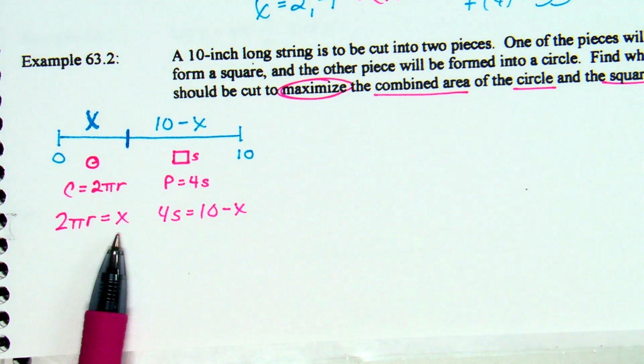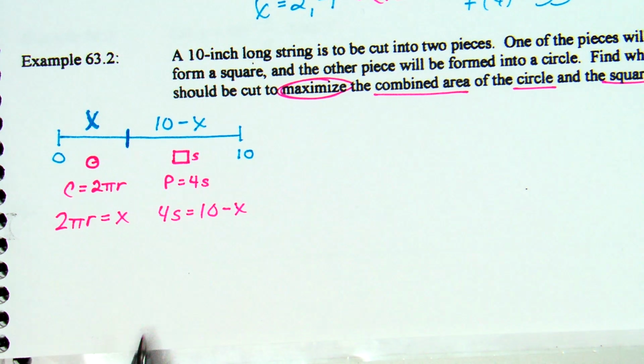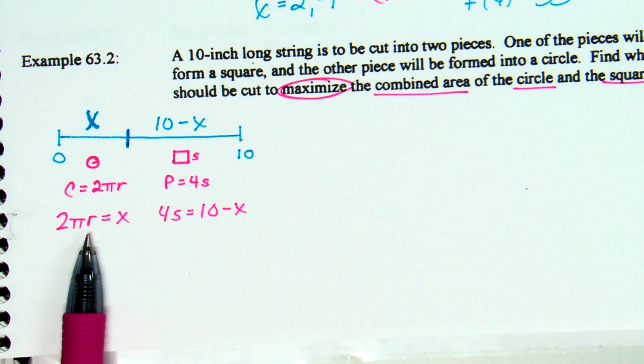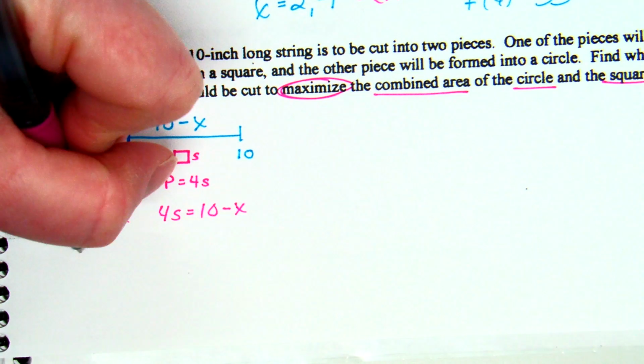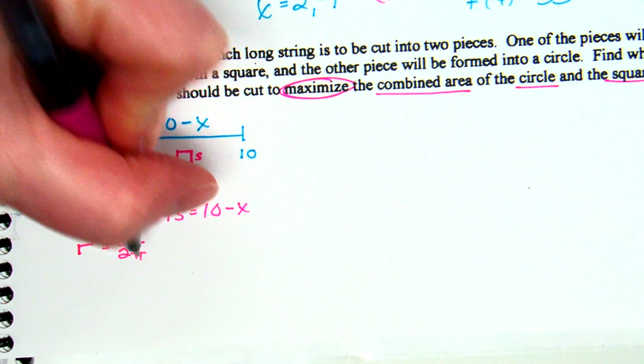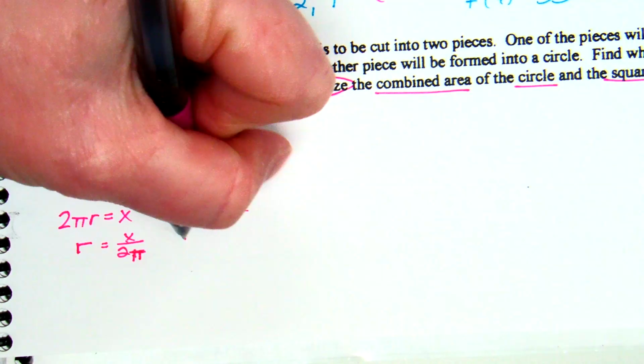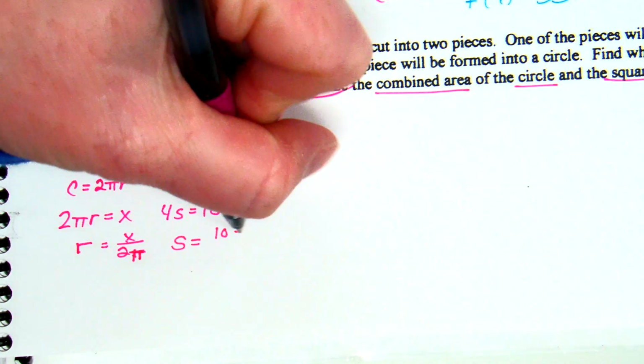So what I'm going to do here is solve both of these so that they are in terms of x. And then I'll show you what we're going to do with them in a moment. So 2 pi r equals x. Can you solve that for r? If we solve that for r, it's going to be r equals x over 2 pi. Just hold on to that. We'll use it in a moment. If I solve this other one for s, we're going to have s equals 10 minus x over 4. And I'm going to leave it like that for right now.